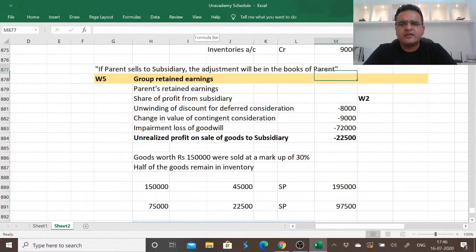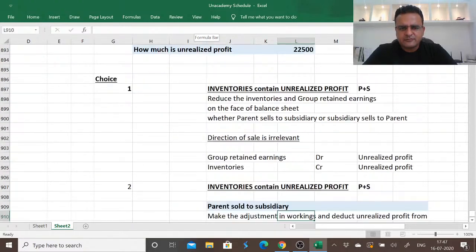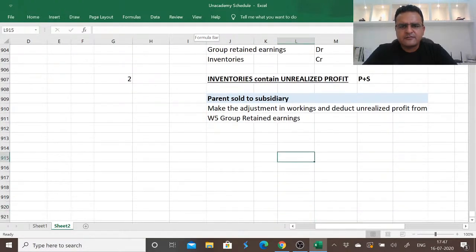When parent sells to subsidiary, the adjustment will be in the books of parent. Before taking the balance to the balance sheet, you make the adjustments in the working notes. The total balance only goes directly to the balance sheet. In the balance sheet, we present only one single line item as group retained earnings. We do all the adjustments in the working notes. This is another way of doing it.